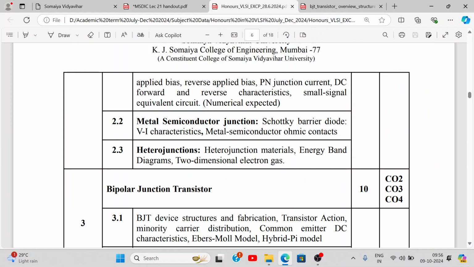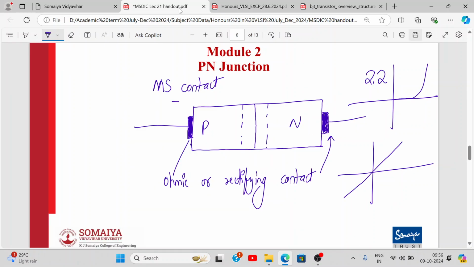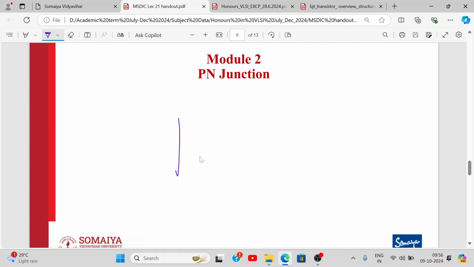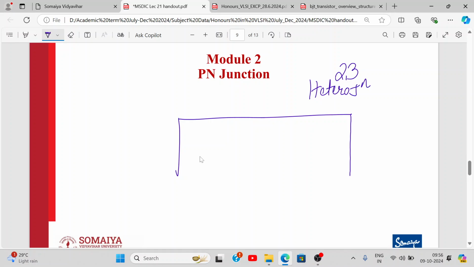Then we have the heterojunction. Now, the concept of a heterojunction is as follows. So far we have assumed the PN junction. This is 2.3, heterojunctions. Just a preview of it, I'm giving it to you. What is upcoming for you all?